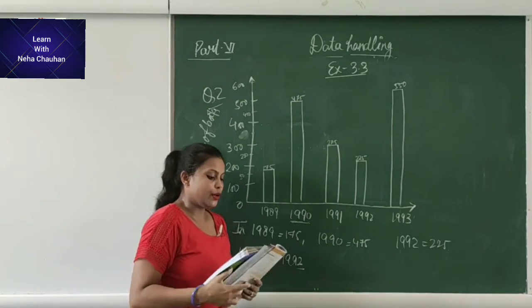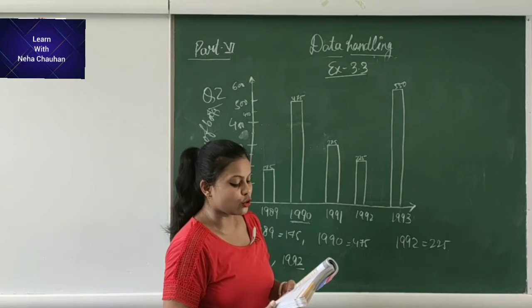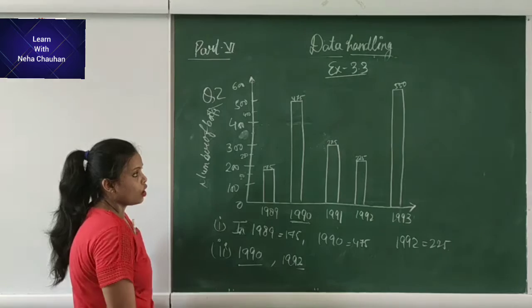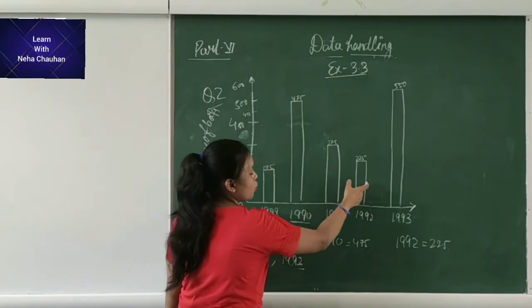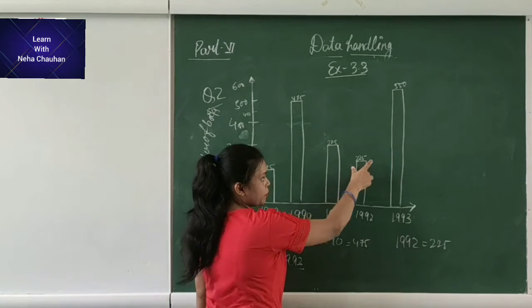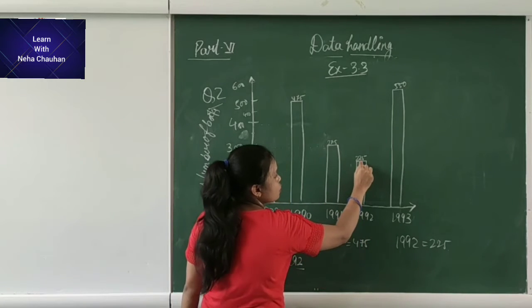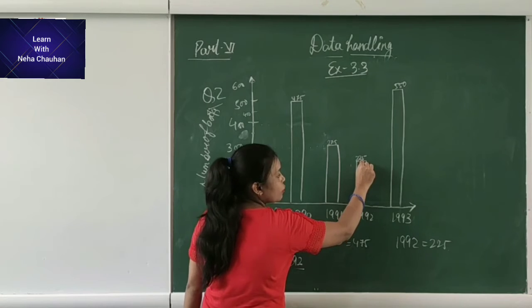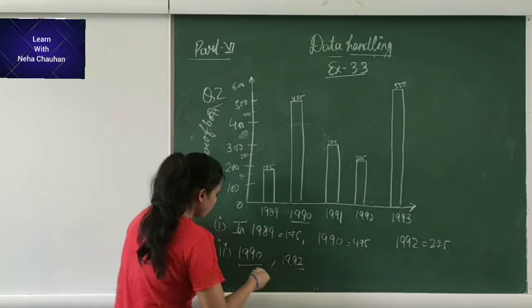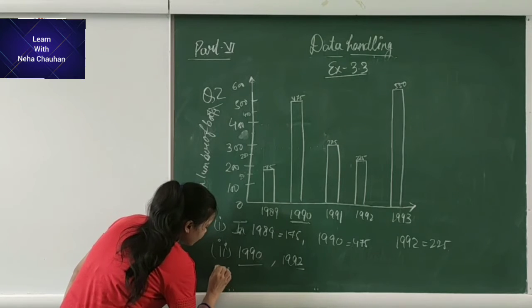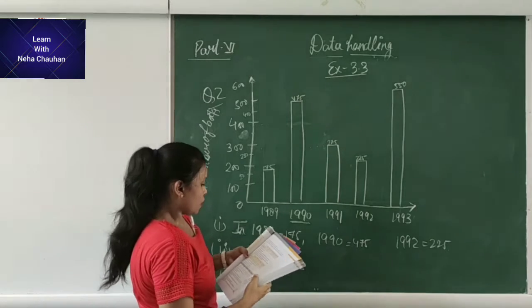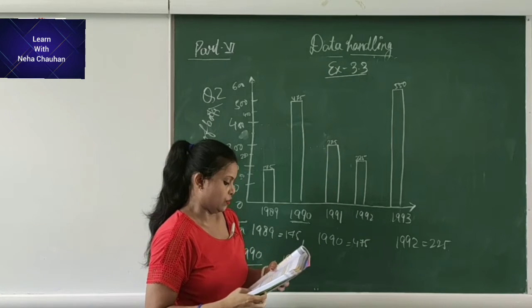Third part, in which year were fewer than 250 books sold? Which year has sold fewer books than 250? So this is the year in which 225 books were sold, that is less than 250. So for the third part we have the answer 1992, right? Let's do question number 4.